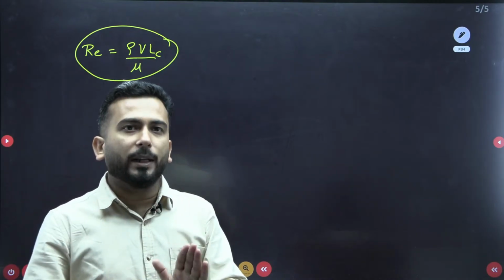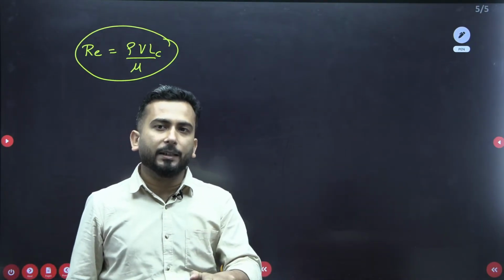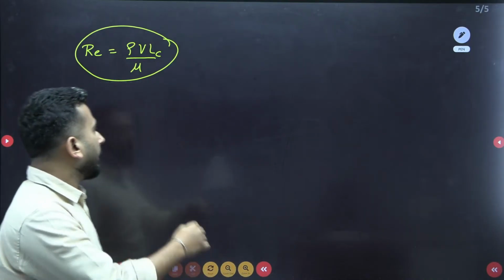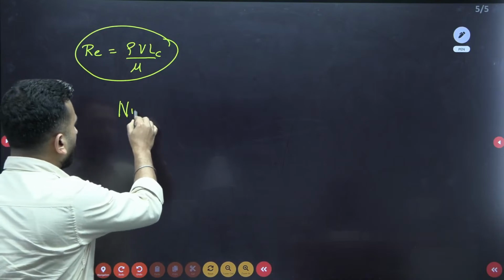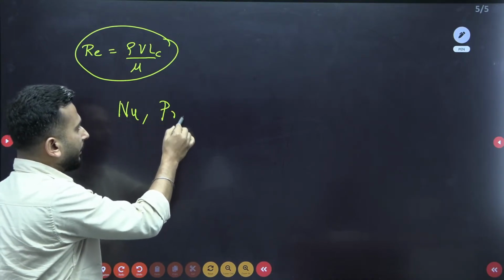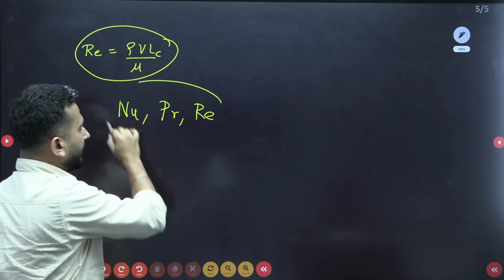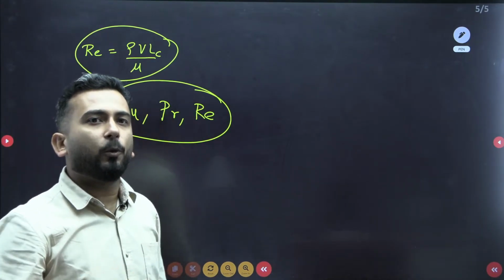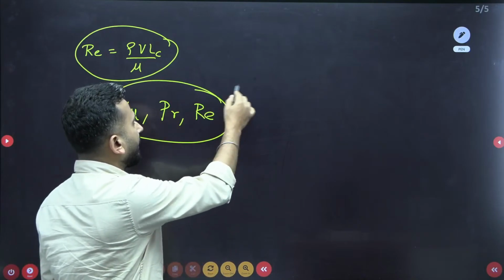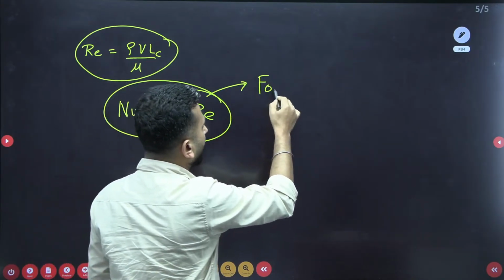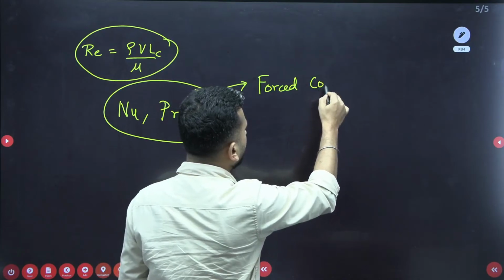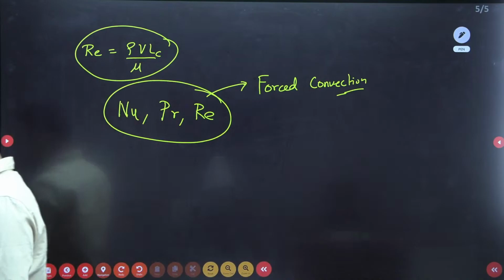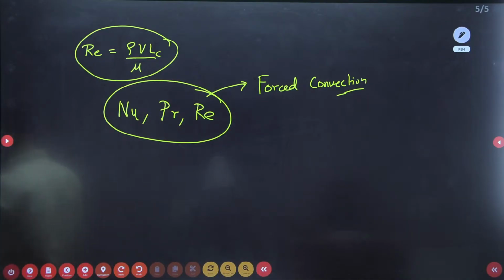So as of now, when we are discussing the flat plate, three numbers are becoming very important, and what are they? Nusselt number, Prandtl number and Reynolds number. These three numbers are very much important when we are learning about forced convection. Right?